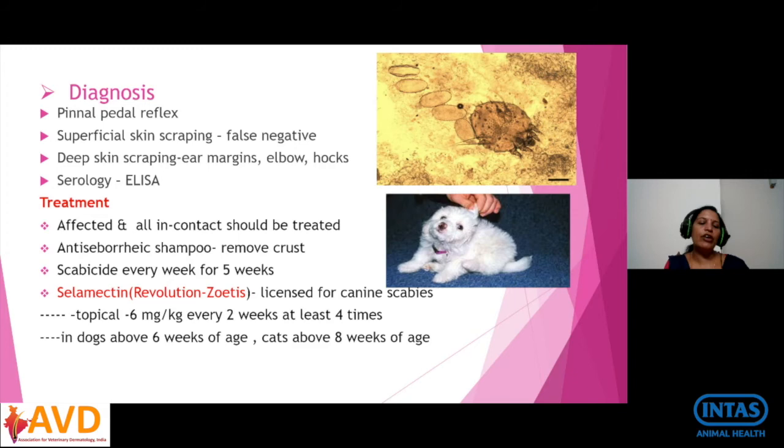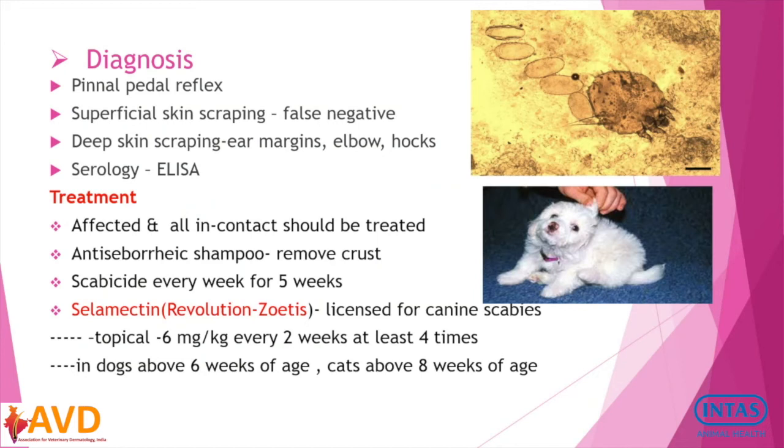Selamectin. Selamectin is licensed for canine scabies, topical, 6 mg per kg body weight at 2-week intervals for 4 times. In dogs, it can be used above 6 weeks of age, and in case of cats, above 8 weeks of age.